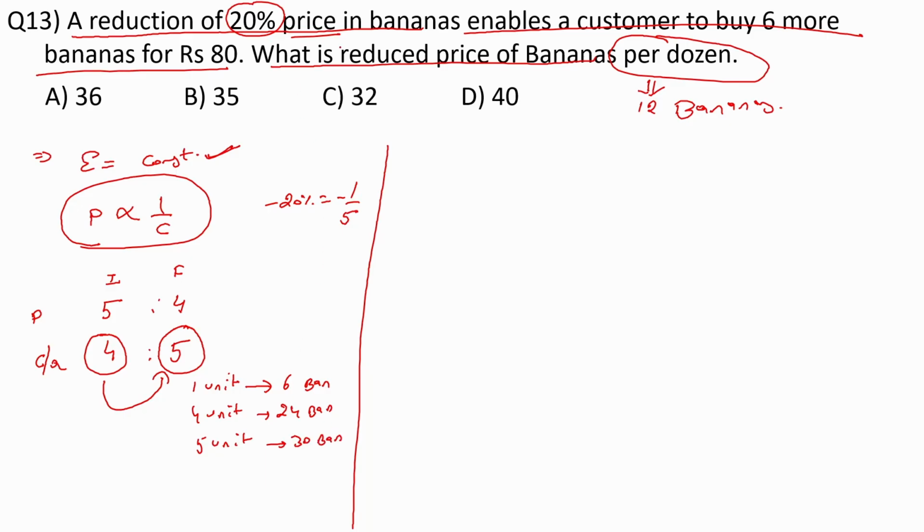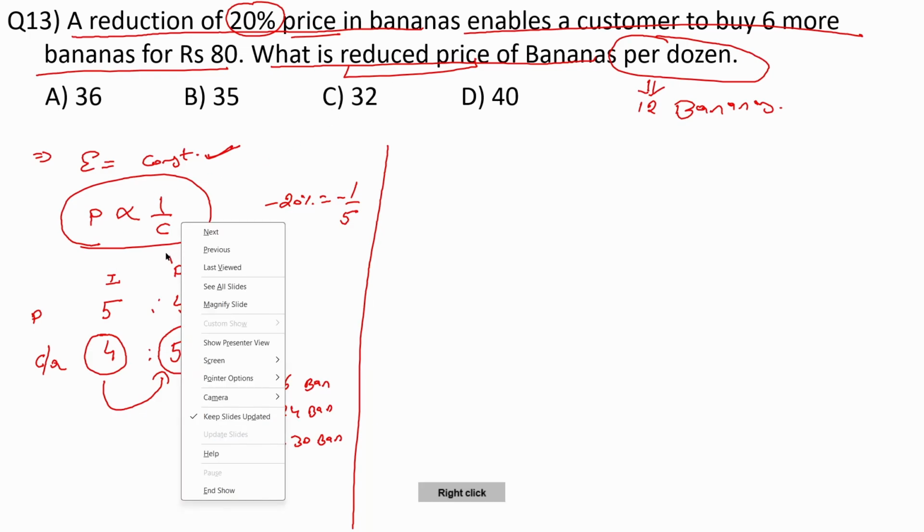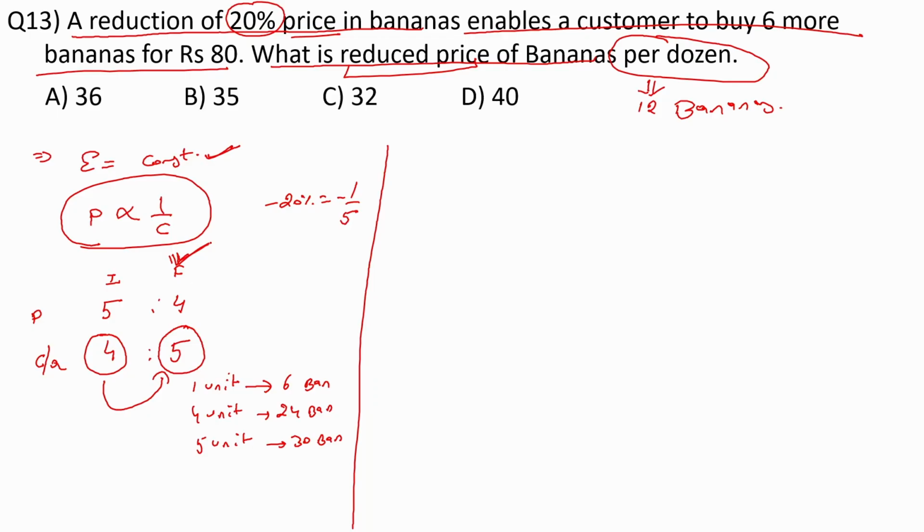So here we are supposed to find the reduced price of bananas, that is, find the final price and then multiply the final price with 12. So price is equal to expenditure upon quantity. Expenditure is 80 rupees and the final quantity is 30 bananas. So the price of each banana is 8 by 3. We were asked to find the price of 12 bananas. So 12 into 8 by 3 is equal to 3 ones, 3 fours, 8 fours are 32. That is option C.